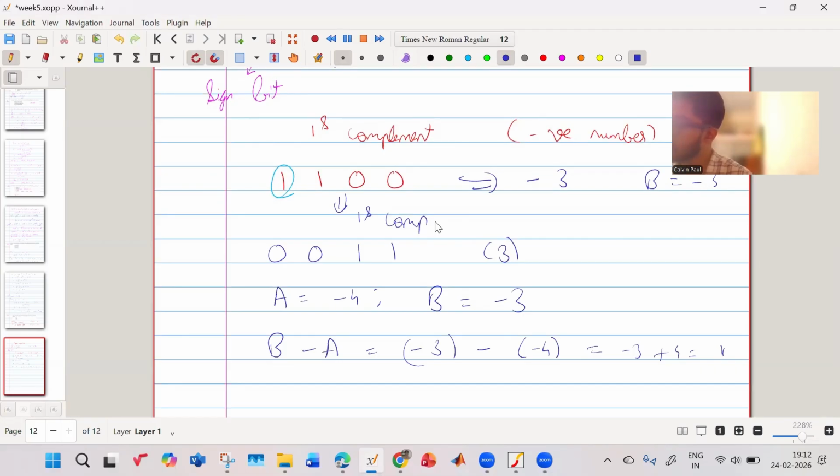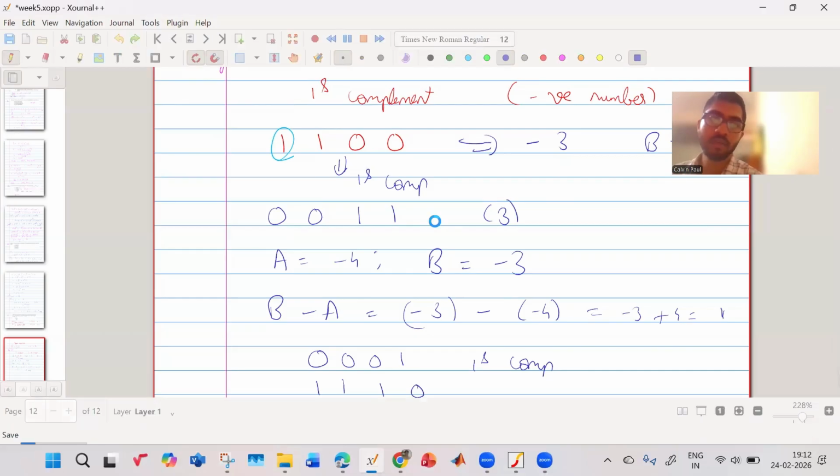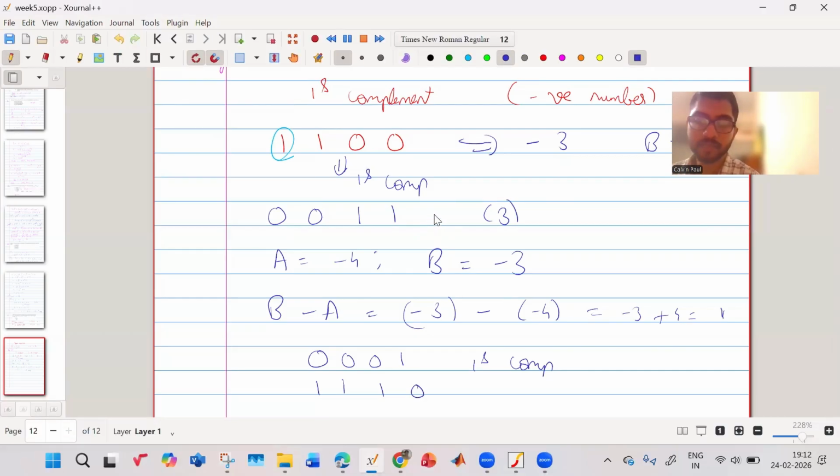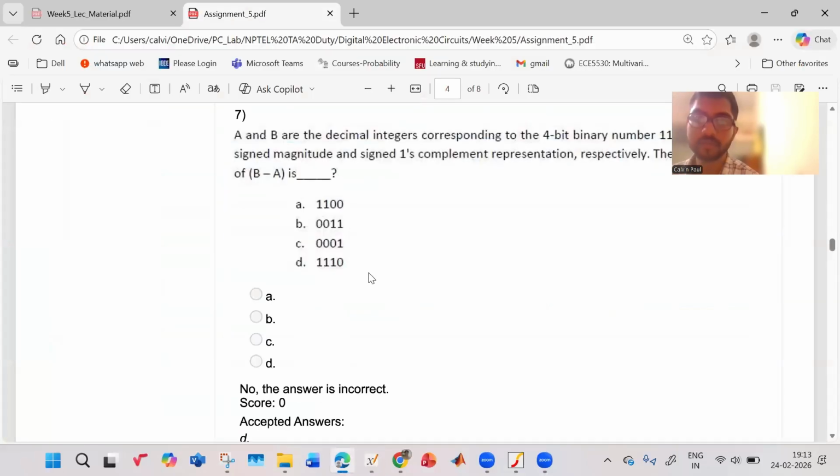So now 1 you have to represent in terms of 1's complement. So 1, you know how it is? It is 0, 0, 0, 1. And its 1's complement will be given by 1, 1, 1, 0. All right. So that is the answer: 1, 1, 1, 0.